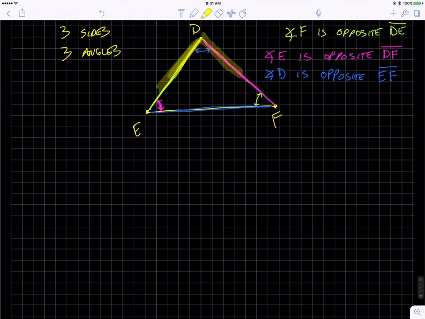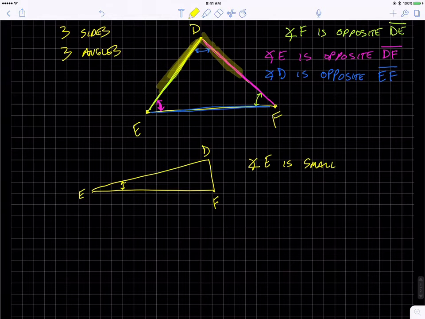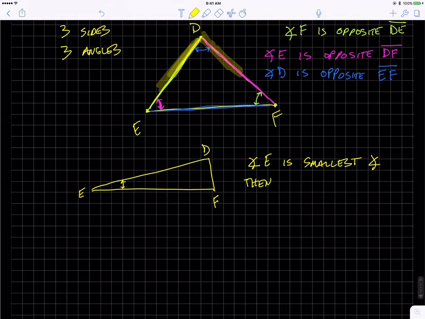So what we're going to talk about seems kind of intuitive if you think about the angle as the opening. Let's look at angle E for a second. I'm going to make it a small opening. Then which side of the triangle would be the smallest? Since angle E is the smallest angle, then the side opposite, side DF, is the smallest side.